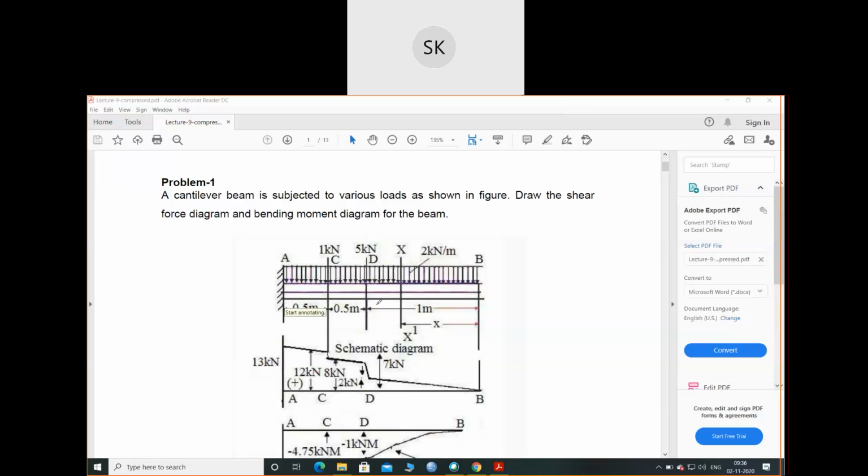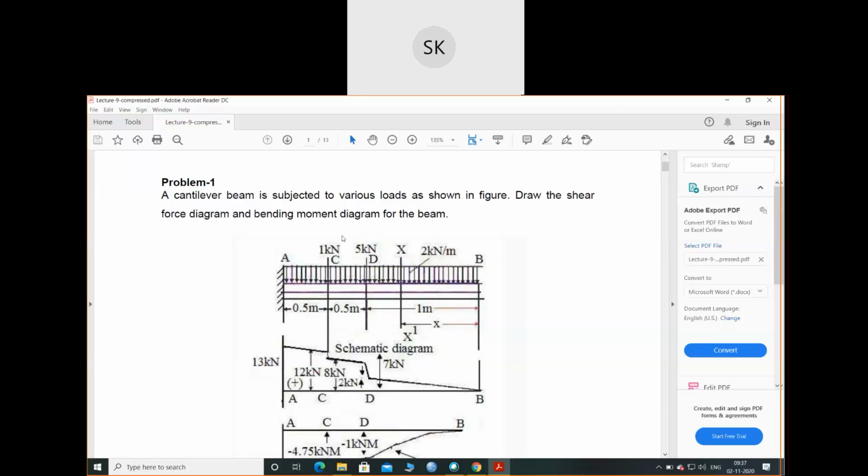Okay. So today we'll discuss this problem. A cantilever beam is given and there is a combination of two loads. One is a UDL and the others are point loads, 1 kilonewton and 5 kilonewton, given at some positions. The UDL is 2 kilonewton per meter. We need to draw the shear force and bending moment diagram of this beam.